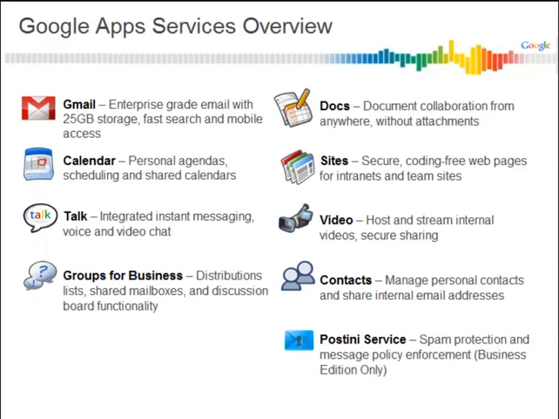The Google Apps Suite includes lots of services to help your business communicate and collaborate quickly and easily. The core suite is made up of our messaging apps, including Gmail, Calendar, and Talk, and our collaboration apps, which include Docs, Sites, Groups, and Video. Today, we'll be focusing on email setup. We'll go in depth with some basic as well as custom email configurations.